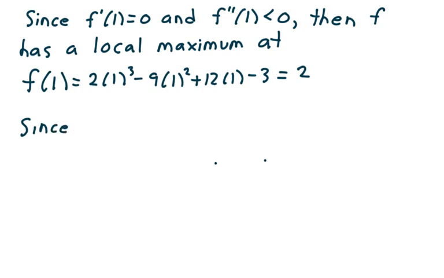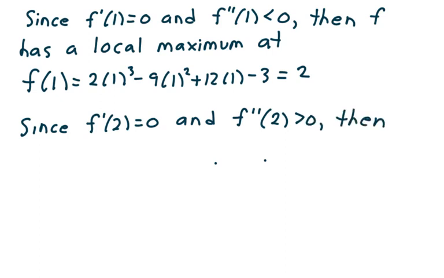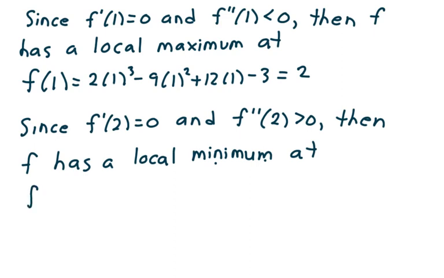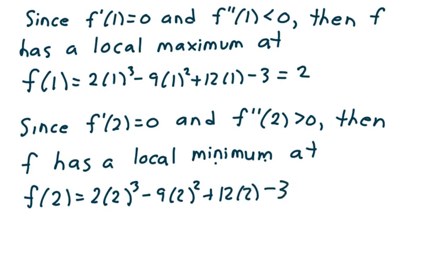And since f prime of 2 is 0 and f double prime of 2 is positive, then f has a local minimum at f of 2, which is 2 times 2 to the third minus 9 times 2 squared plus 12 times 2 minus 3, which is 16 minus 36 plus 24 minus 3. And so this is negative 20 plus 24 is 4. 4 minus 3 is 1. So f of 2 equals 1. And that's how you do the first example.